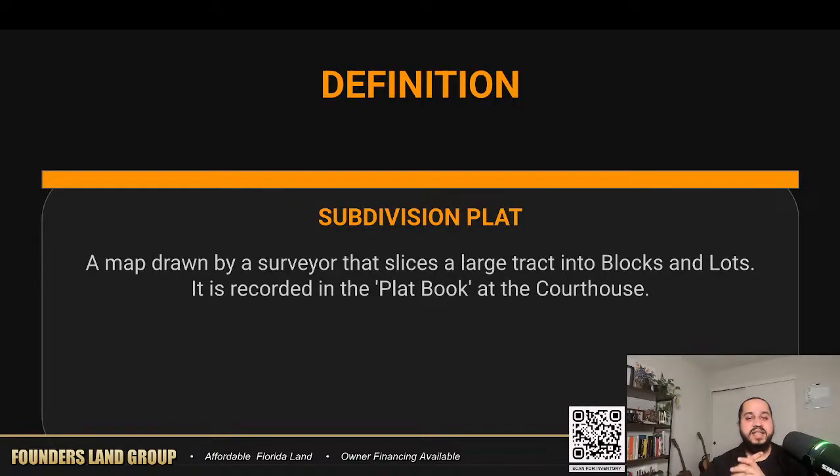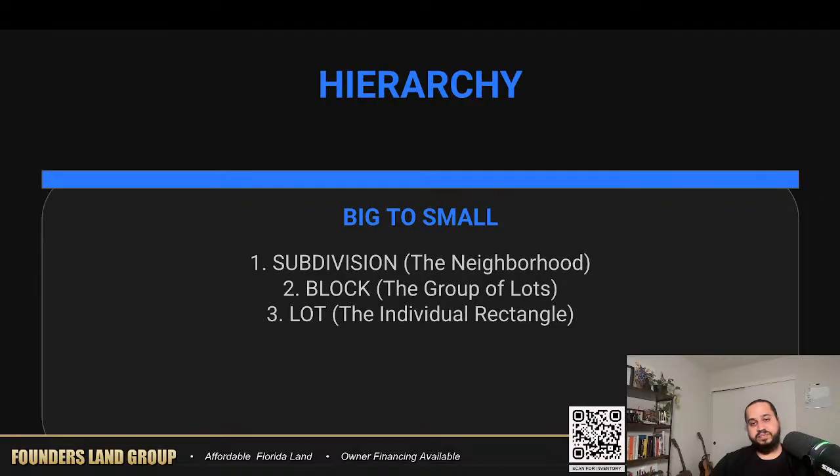Let's get into the nitty gritty details of the subdivision plat. Platting is a process of slicing a big piece or a section of land into small parcels. A map is technically drawn by a surveyor who is slicing a large tract into blocks and lots. It is recorded in the plat map book of the courthouse. These were built in the 1900s. Each county is its own, so it gets very difficult at times to even get a hand on those.